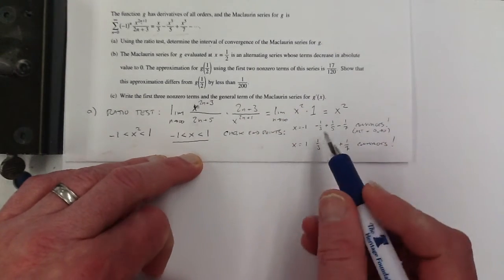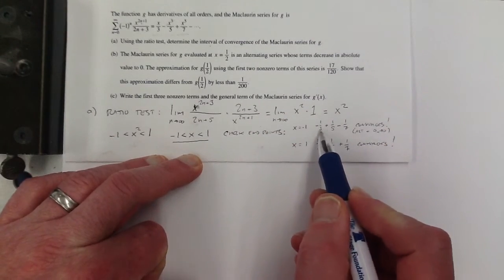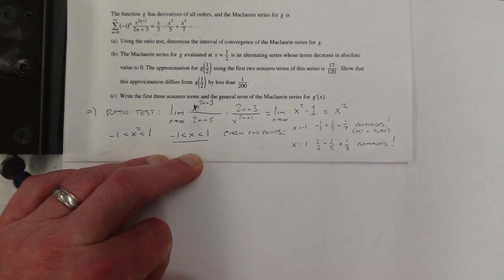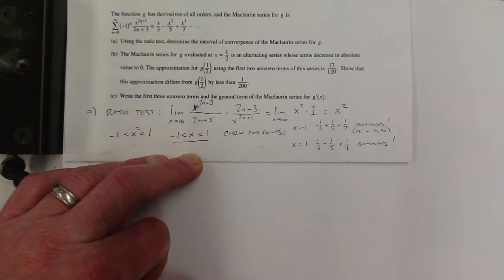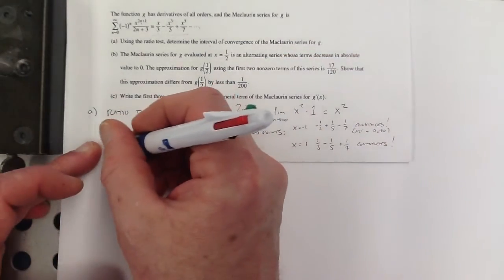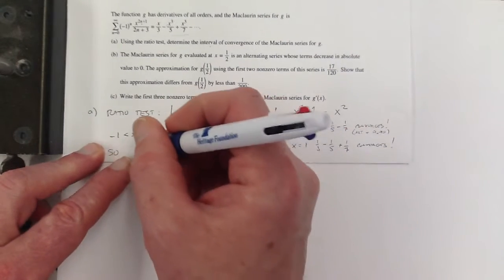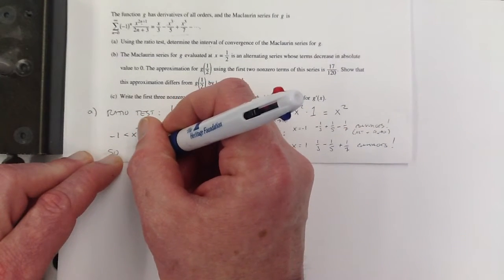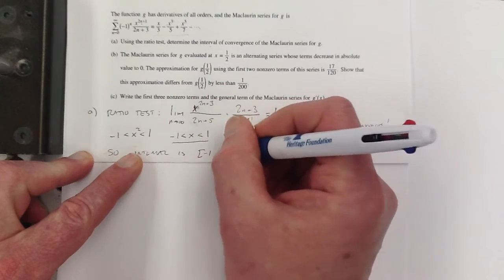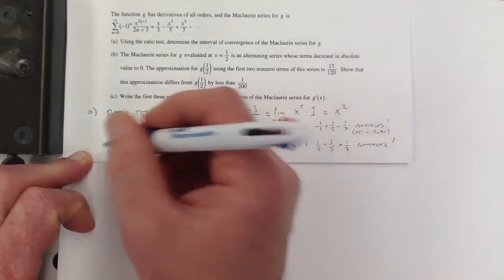If they were not alternating, they would not converge, because they would be like a p series with a p of 1 by limit comparison. It would be basically an odd number version of the harmonic series. So the interval of convergence is from -1 to 1.